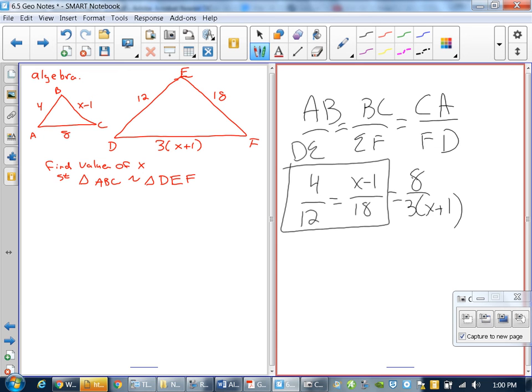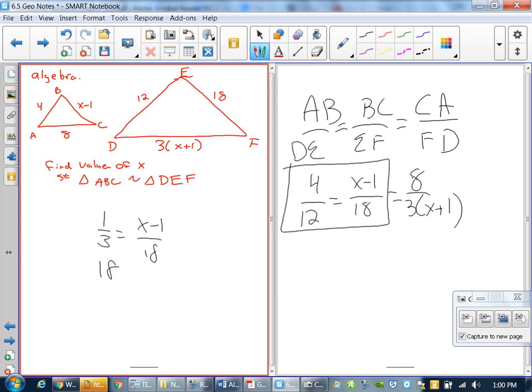So if I set this up and I write it as 1 over 3 is x minus 1 over 18, cross multiply, I get 18 is 3 times the quantity x minus 1. Distribute and solve, you get x is 7. Very good. You get x is going to be equal to 7. Excuse me. Now, if you think about it, we know that we have this scale factor of 1/3.